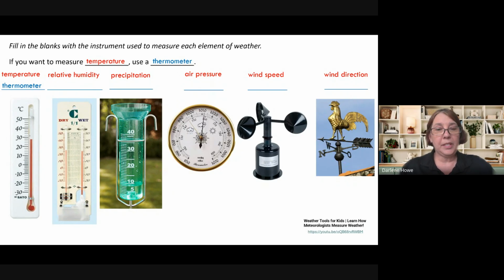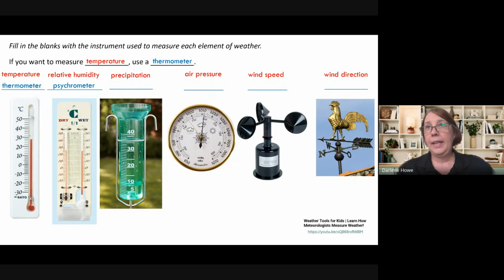Okay, we use something called a psychrometer. Okay, a psychrometer. And when we want to measure precipitation, first of all, what is precipitation? Okay, think about that. Precipitation is all of the water that falls from the clouds and lands on the earth.